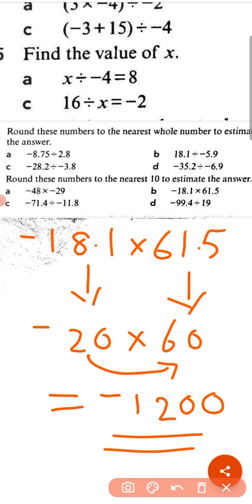Okay. So children, when we are rounding a number to the nearest whole number, check the digit in the 10th place. If it is a whole number, we check the 10th place. Okay. If we are rounding a number to the nearest 10, check the digit in the ones place. If the ones place is less than 5, less than 5 means 0, 1, 2, 3 or 4, replace the ones place by 0 and write the digit in the tens place.